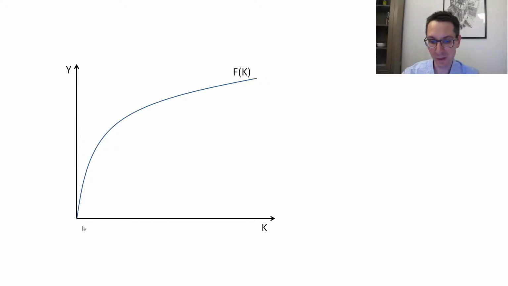And then capital has decreasing returns, meaning that the more I accumulate capital, the less each extra unit of capital helps me produce output. Now, we could imagine that if this goes on forever, then at some point, at some infinite amount of capital, the marginal productivity is actually 0.